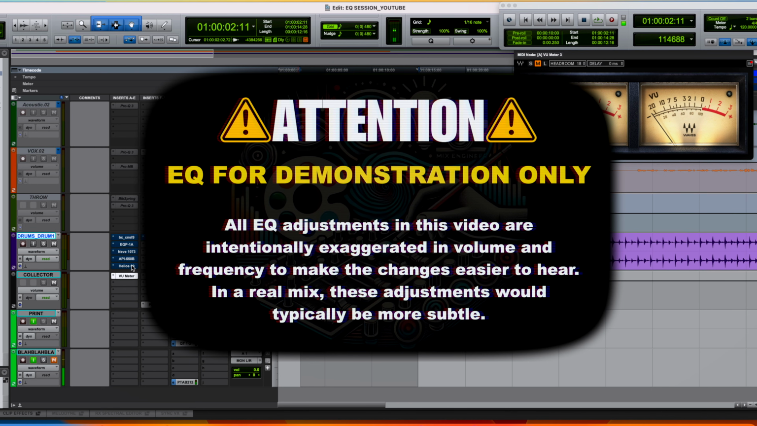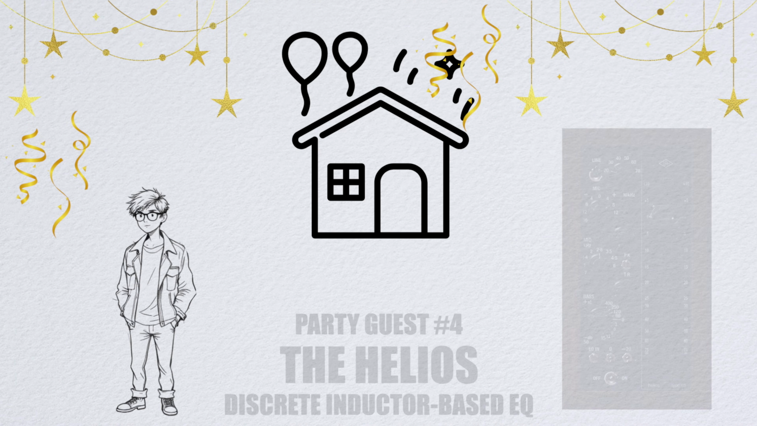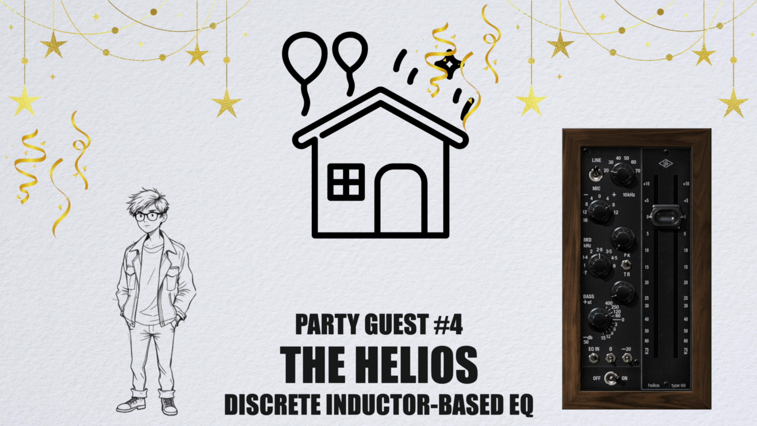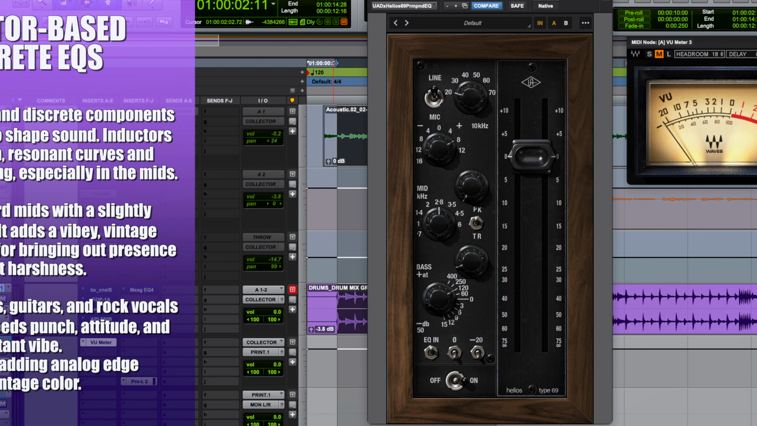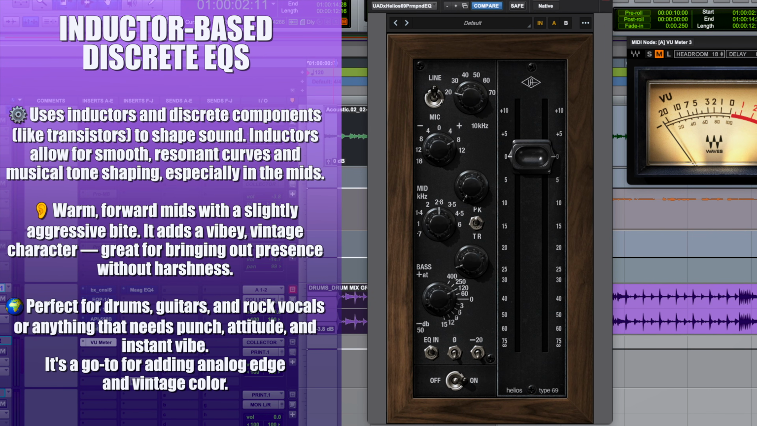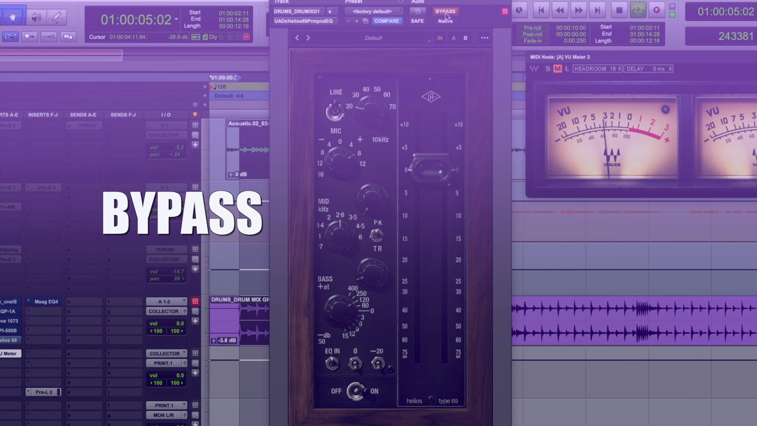Now we have our party crashers. And the first is the Helios. The Helios is our friend who is effortlessly cool, kind of shows up with bedhead and a cool vintage jacket. The Helios is most known for those early Zeppelin and Who records. It's punchy, it saturates. It's also a discrete build, but it uses inductors for the mid-range band. What makes the Helios different from the Neve is that the mid-range boost in the Helios has a tighter Q. So when you boost the mid-range in the Helios, it gets more aggressive.